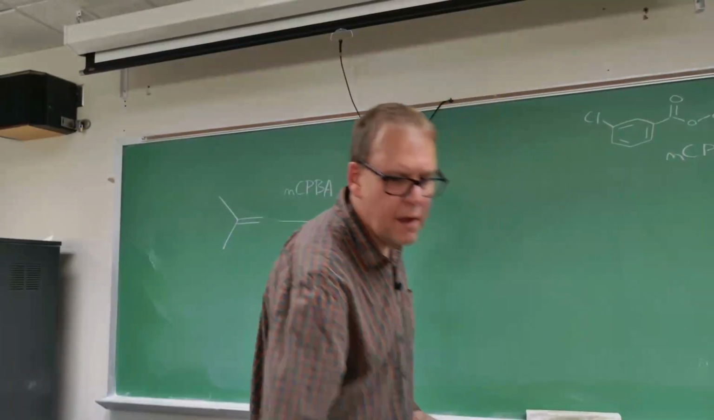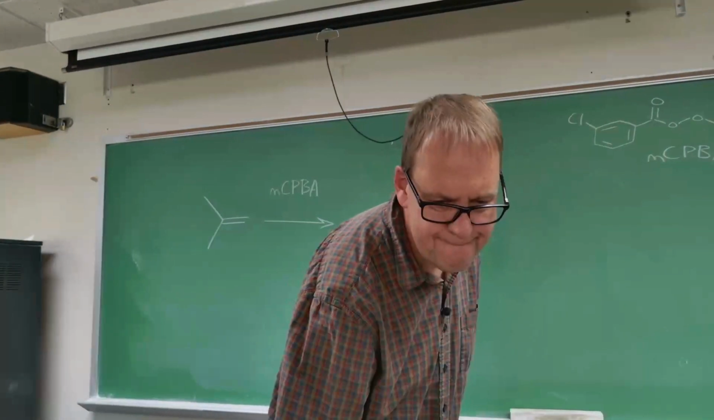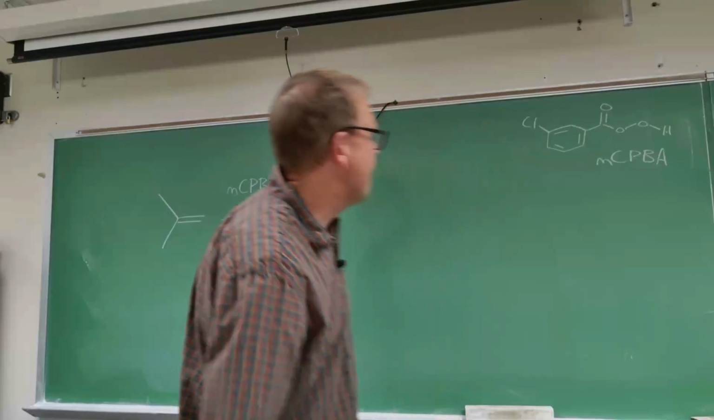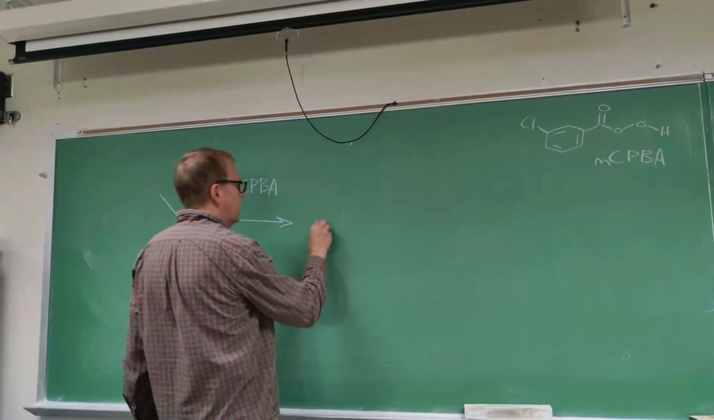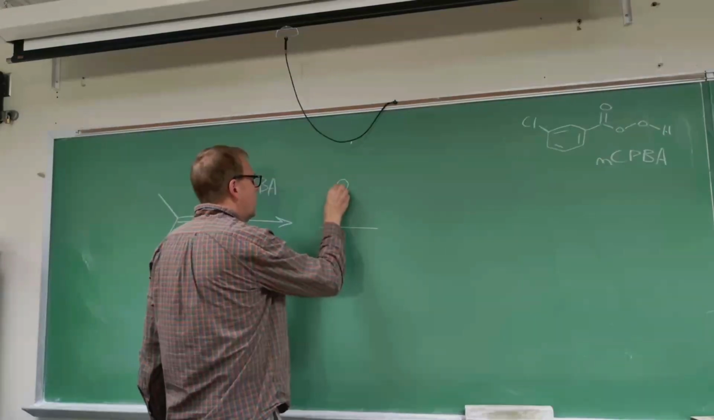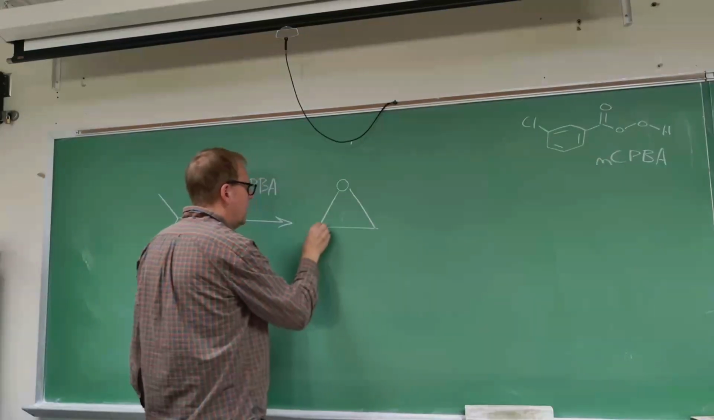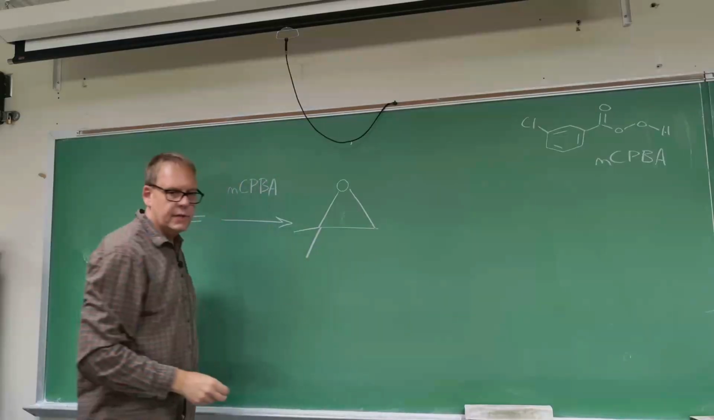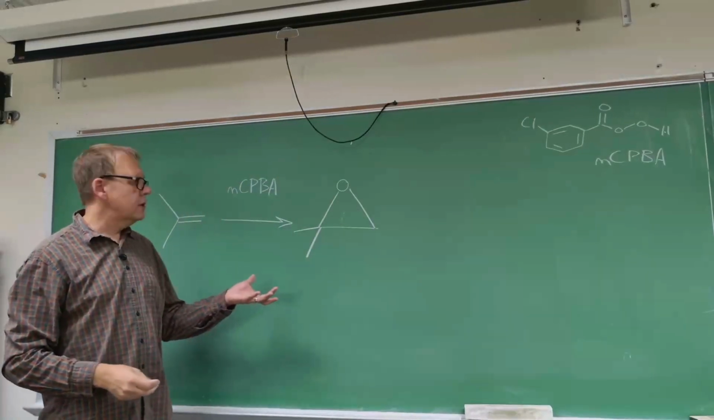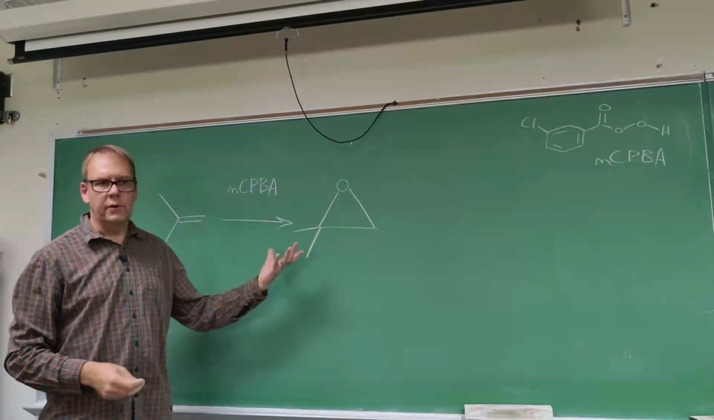All right. So we form an epoxide here. Our epoxide is going to have 2 methyl groups on one side and 2 hydrogens on the other side. This is a skeletal structure of the molecule. You could draw the methyls in if you want, but you don't have to.